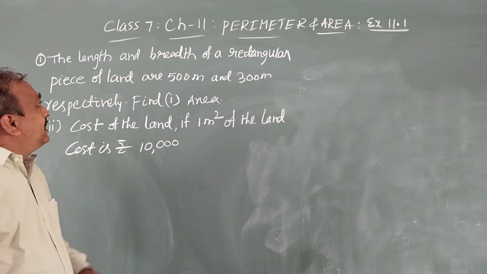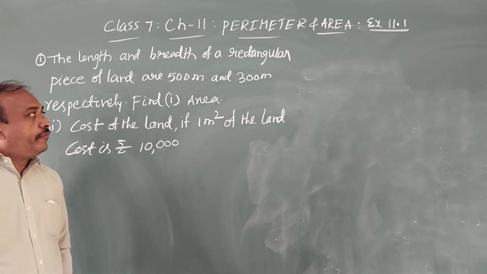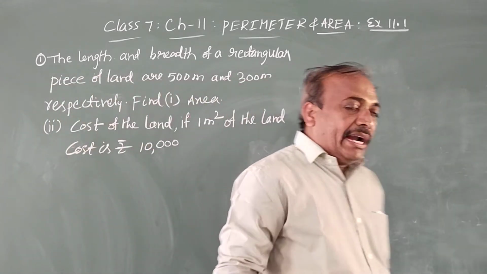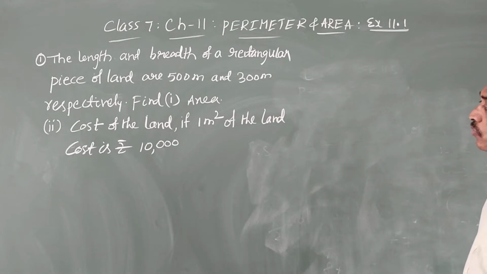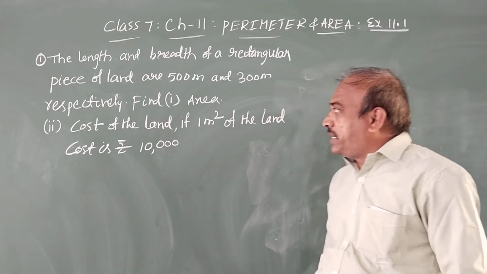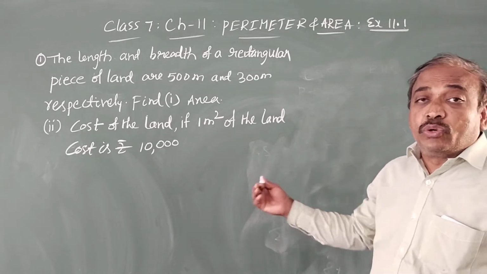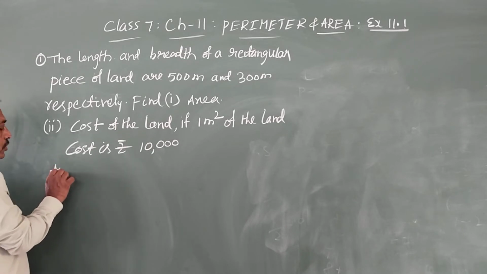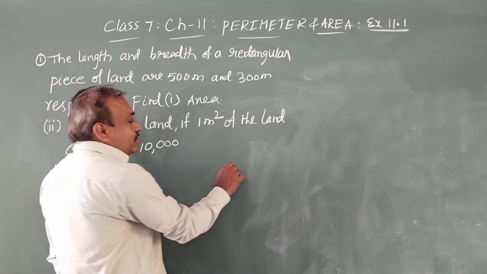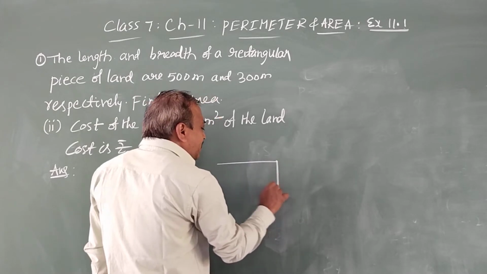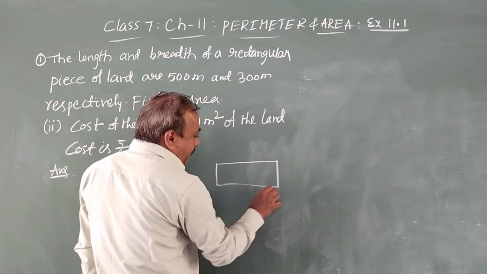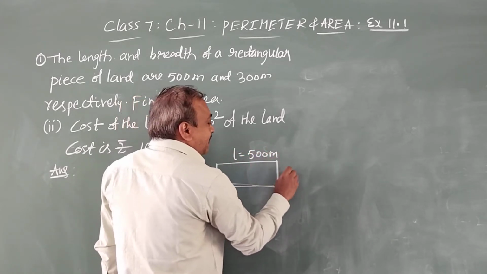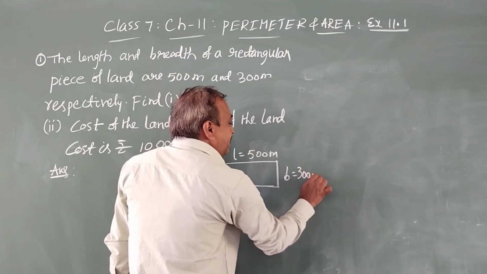So the length and breadth of a rectangular piece of land are 500 meters and 300 meters respectively. Find the area, and also the cost of the land, if the cost per 1 meter square is rupees 10,000. You have to find out the total cost. So what is actually given? It is a rectangular piece of land. Let us draw the rectangular shape. One side is 500 meters length. So L is equal to 500 meters and breadth B is equal to 300 meters is given.